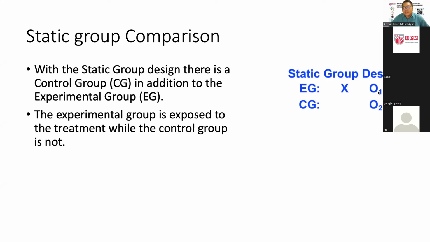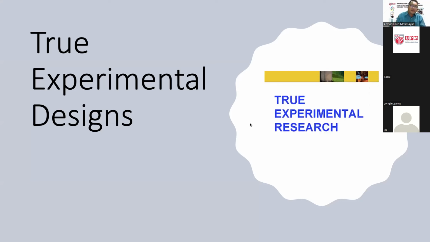So we can say that, let's say that this thing, maybe the students are good. Without having the intervention, then maybe they also can achieve better. Right. So we have finished the quasi-experimental designs. Now we come to the true experimental designs.